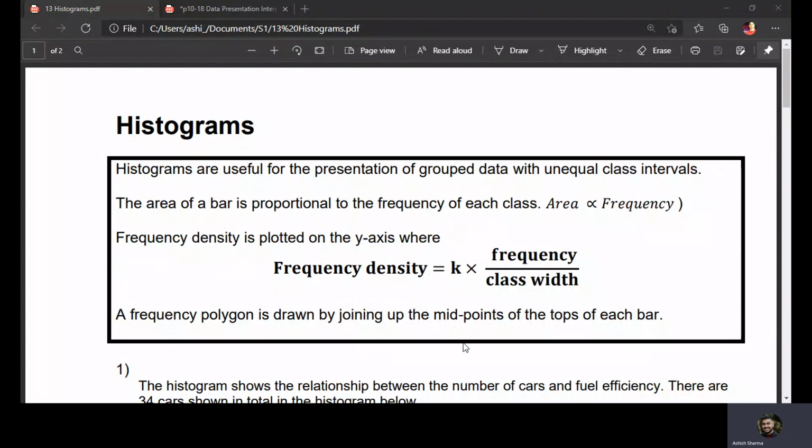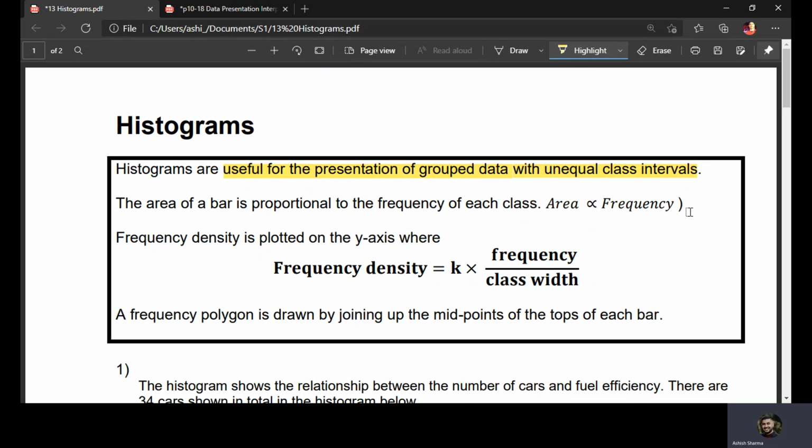Okay, and welcome to this video on histograms, a topic which you've definitely seen before in GCSE. However, there's a slight twist at A level, which makes it a bit more challenging, but nonetheless, as long as you follow the basic concepts, you'll be fine. So what are histograms? Histograms are a useful way of representing group data with unequal class intervals.